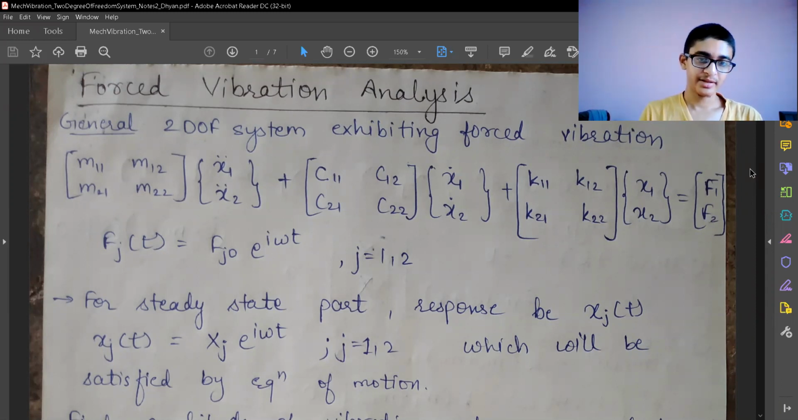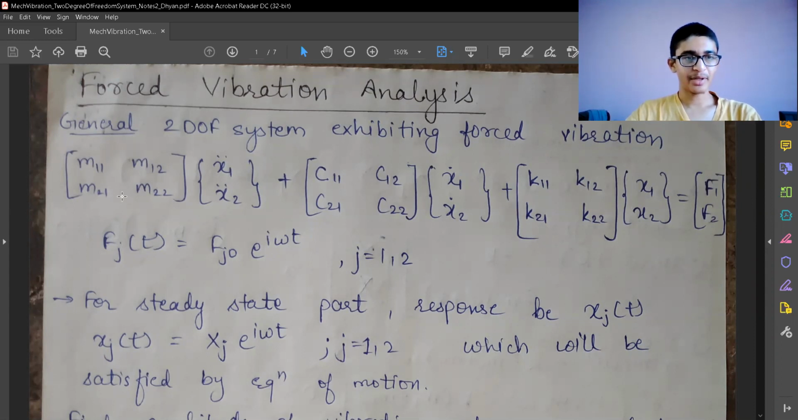That means when a continuous force is applied, we'll check how that force is going to change the vibration response of the system. So now we have a continuous force applied, and during that application of force, we are going to check how the system is changing. So this is the general equation for a 2 degrees of freedom system which is exhibiting forced vibration.